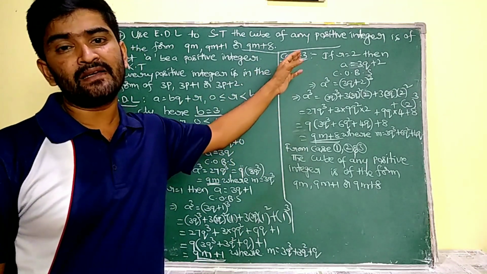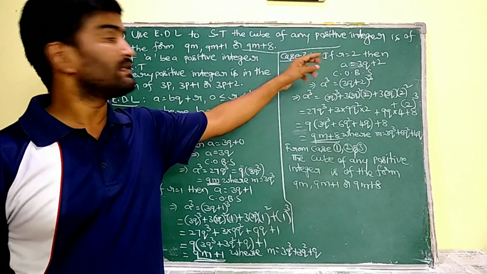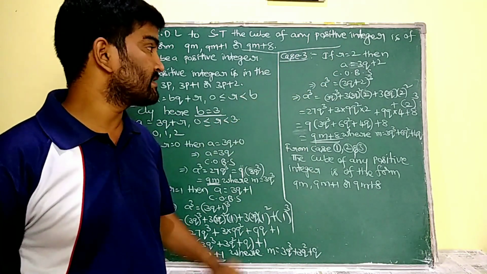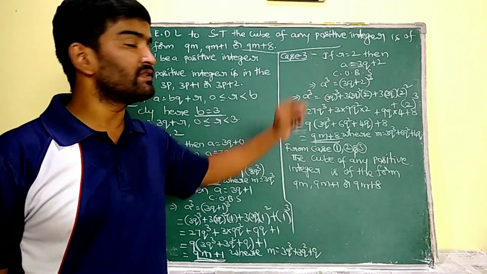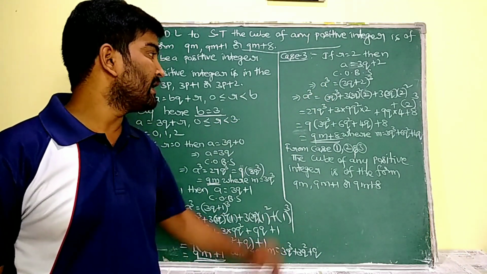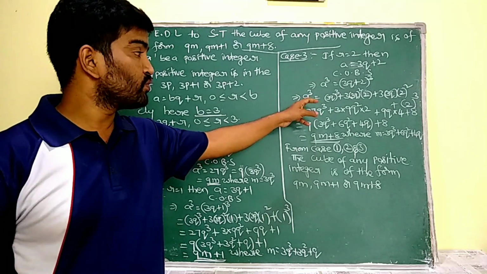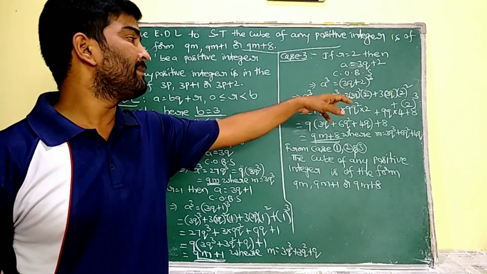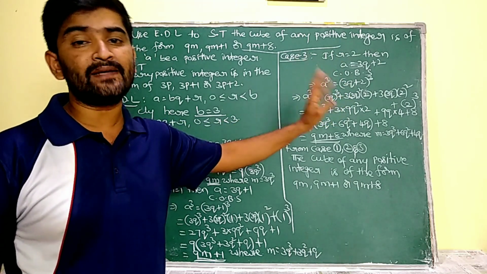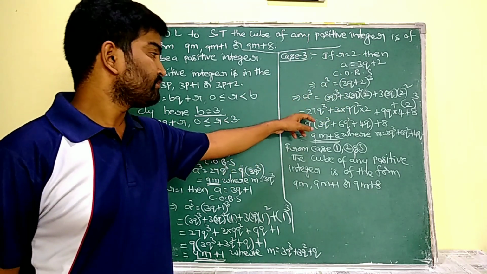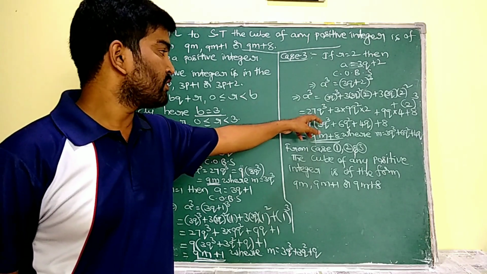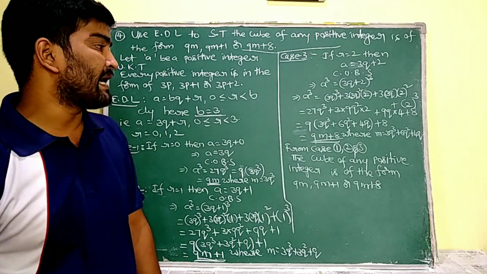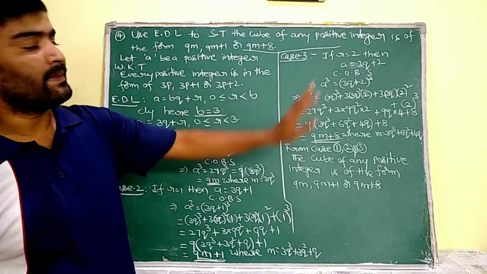Here in this case 3, if r is equal to 2, then a is equal to 3q plus 2, we know. Then cubing on both sides, a cube is equal to 3q plus 2 whole cube. Then a cube is equal to 3q whole cube plus 3 into 3q whole square into 2 plus 3 into 3q into 2 square plus 2 cube. Now by simplifying this, 27q cube plus 3 into 9q square into 2 plus 9q into 4 plus 8.